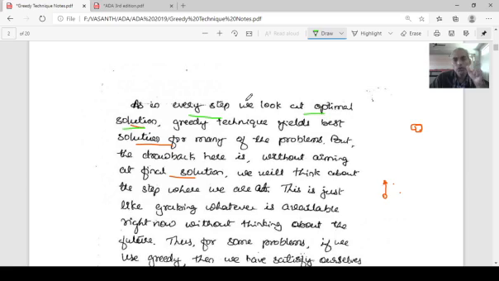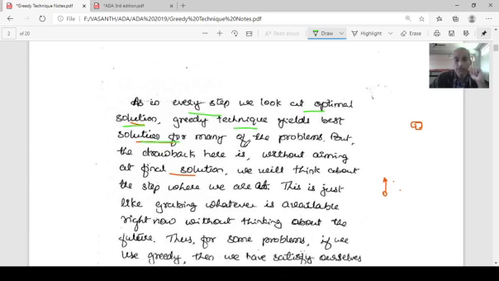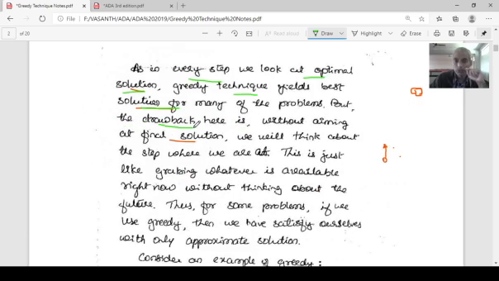Right? So you have so many feasible solutions. From the feasible ones, which is the best one, that is the optimal solution we try to look for, and the greedy technique yields the best solution for many of our problems. So for various problems, the greedy technique gives us a good solution, but there is a drawback also. There is a drawback in applying the greedy technique.